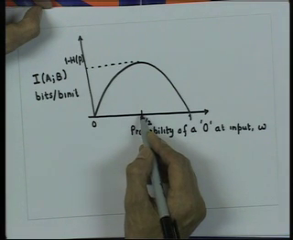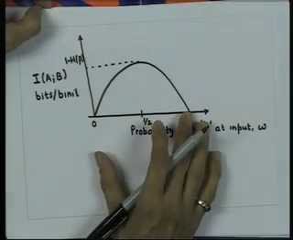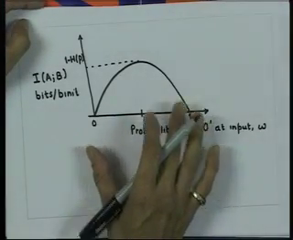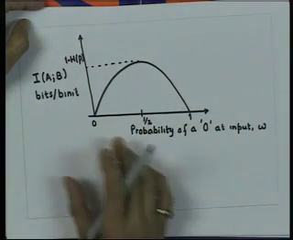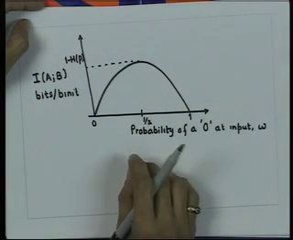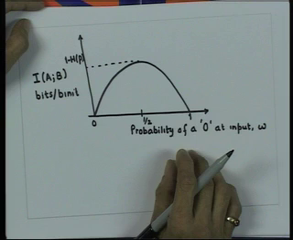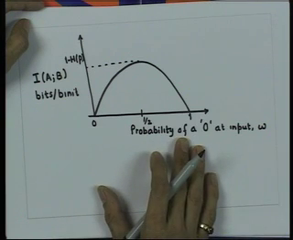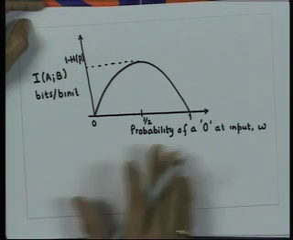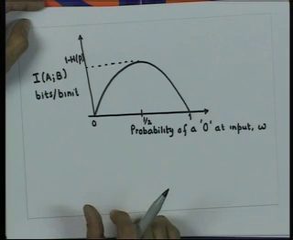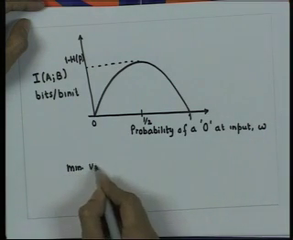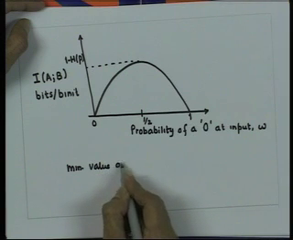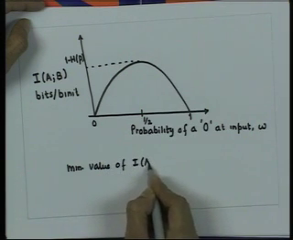Now, for general information channel, we see that the mutual information can always be made 0 by choosing one of the input symbols with probability 1. Since the mutual information is non-negative, this is an easy answer to the question of what is the minimum value of I(A;B).